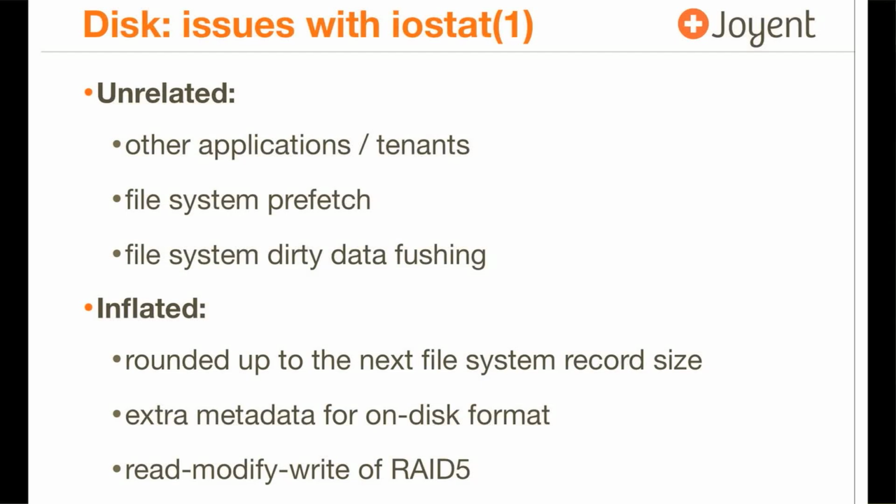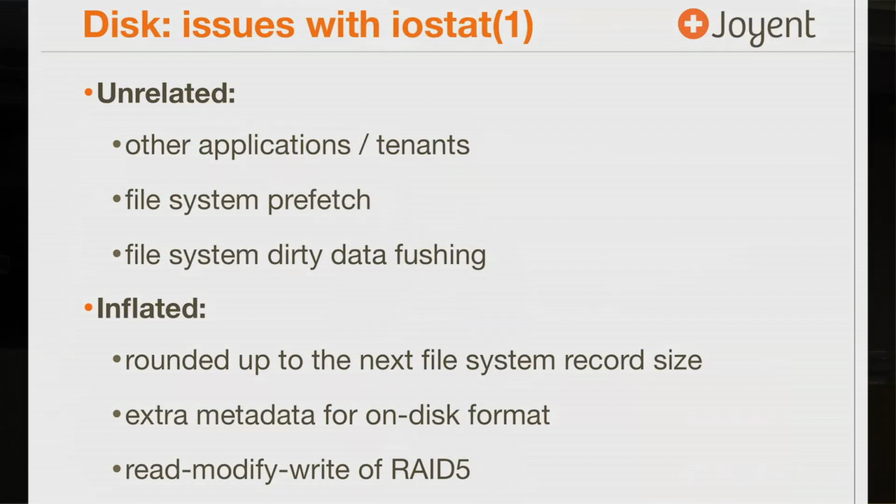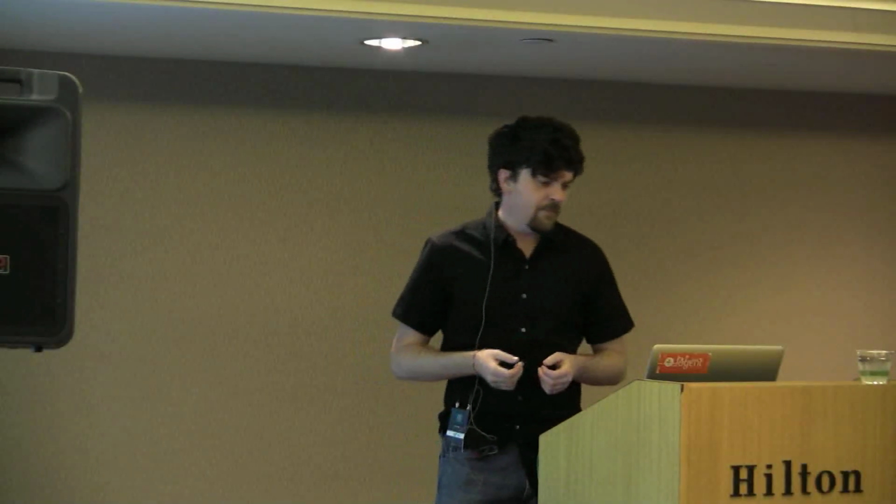Disk issues with iostat. So, for example, unrelated: you have other applications and tenants that are doing disk I/O, and their disk I/O is slow. When you run iostat, you see that, but it's not hurting you. It's someone else. File system prefetch is also unrelated. You might see the disk doing a lot of reads. It's just prefetch. You didn't request that.